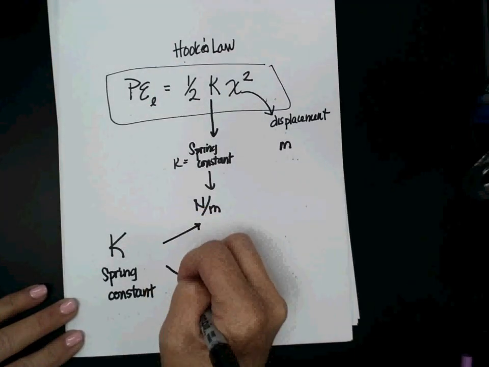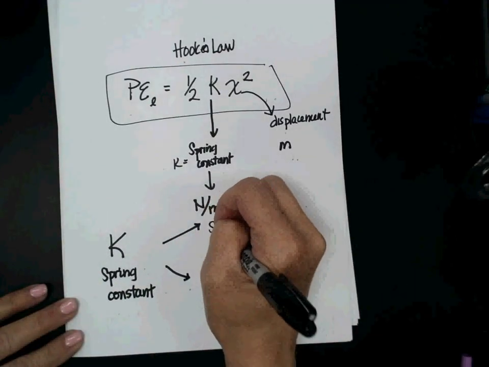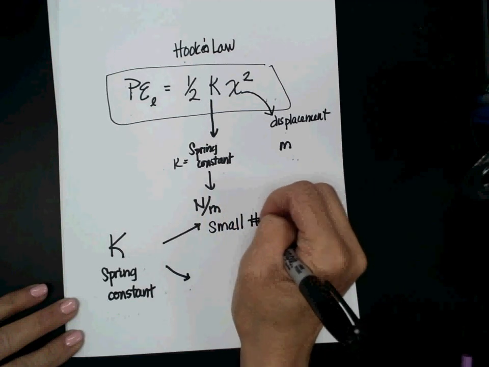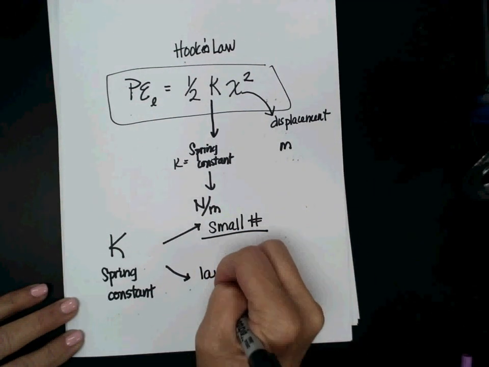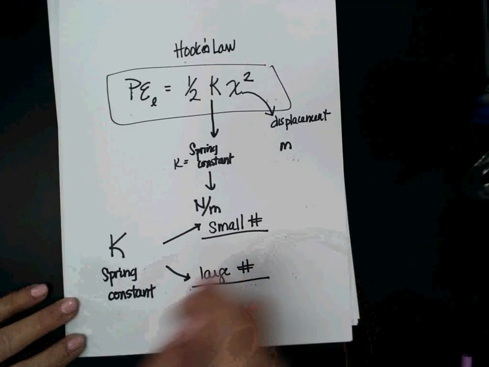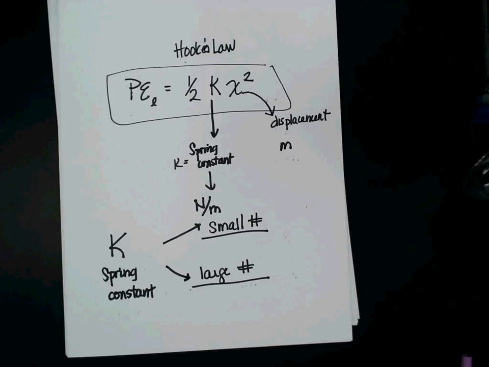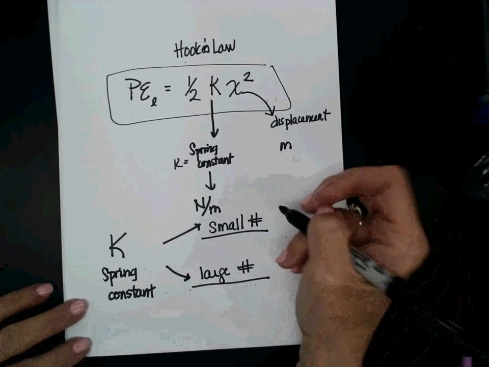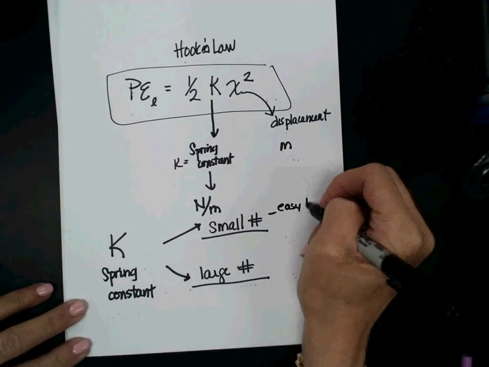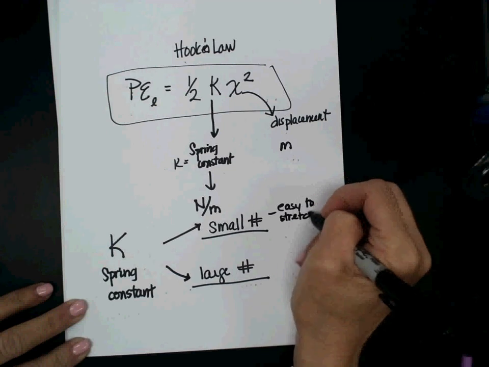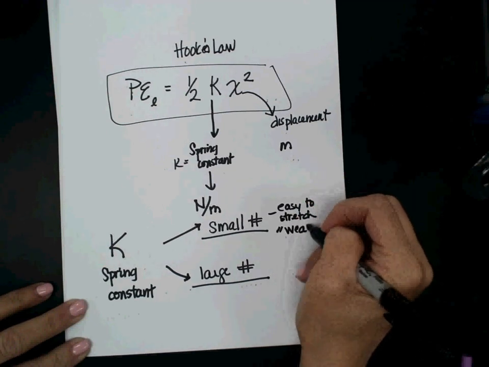And we're going to think about it in two ways. If my K is a small number, versus a large number. Now think about that for just a minute. If I have a small spring constant, do I have a strong spring or a weak spring? Why? Because there's less tension. That tells me it's easier to stretch, right? This would be easy to stretch. Or I'm just going to put the word weak right here.